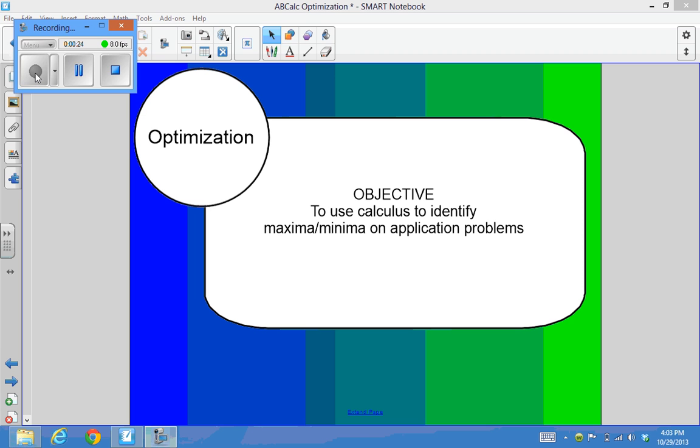Our whole goal is to use calculus to identify maxima and minima on application problems. Anytime you hear application problems, that means they're going to be real-world problems. Problems where the situation is, well, let's say a word problem, okay? So you're going to have a ton of word problems. That's just all there is to it. So here we go. Let's see what we can learn.